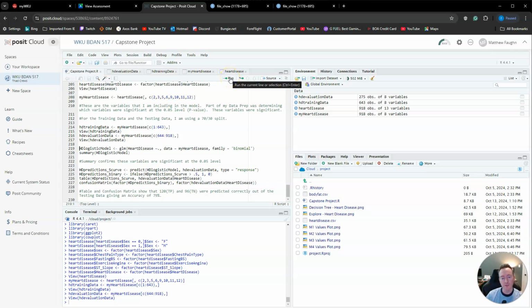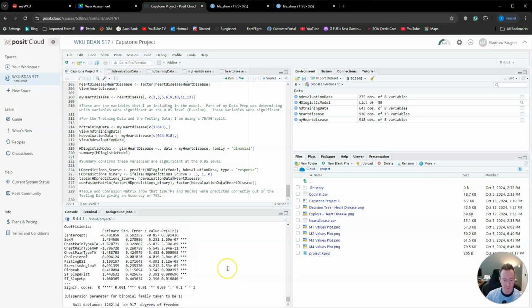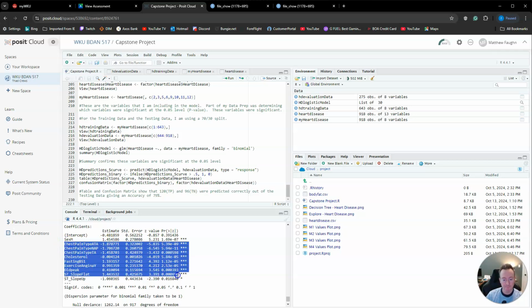All right, so looking through the logistic model, we're going to capture that, and then we'll look at our summary. We can see that all these variables, sex, chest pain, all three types, cholesterol, fasting, exercise angina, old peak, and then slope, flat and up are all significant. The ones for chest pain down to slope flat are the most significant at the 0.05 level.